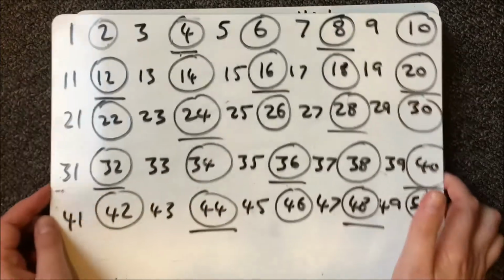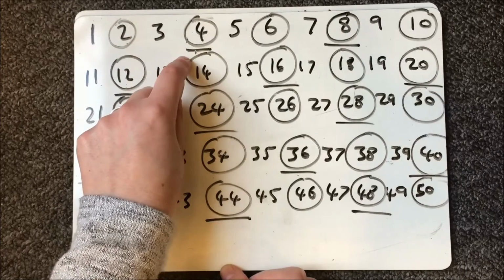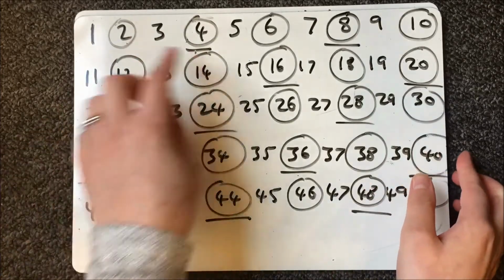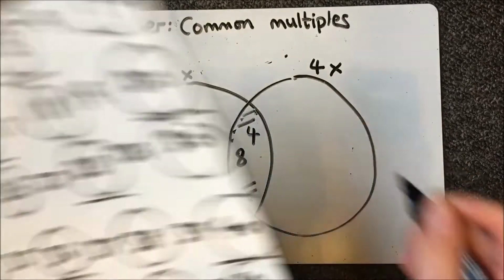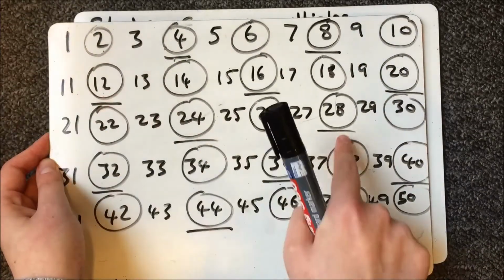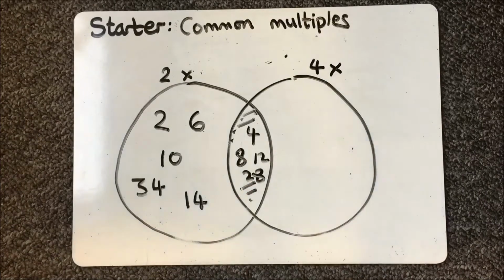Which ones would go in here? Yep, any ones with a circle and a line underneath, because it means they're in the 2s and the 4s. So I could put 4 in there. I could put 8 in there. I could put 12. I could put 28. So many. Have you got the idea?